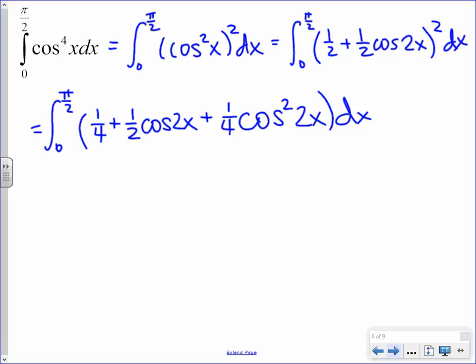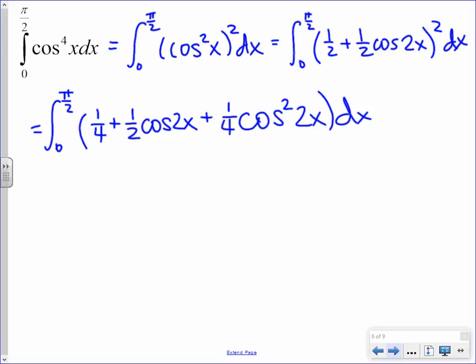Well, shoot. Do we know how to take the antiderivative of cosine squared? No. Anytime you have a cosine or sine by itself to an even power, you have to use the power reducing formula. Shouldn't the 1/2 cosine be 1/4 cosine 2x? Nope, because we have 1/4 cosine of 2x twice. So when we add them together, it'd be 1/2. Oh, okay, I see.